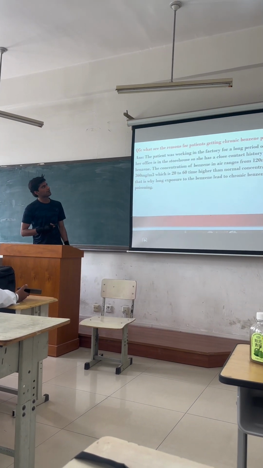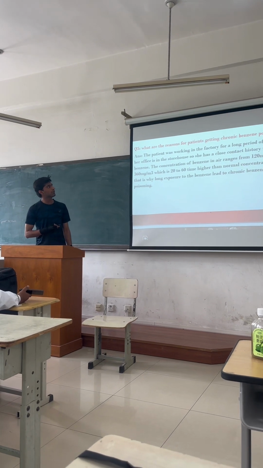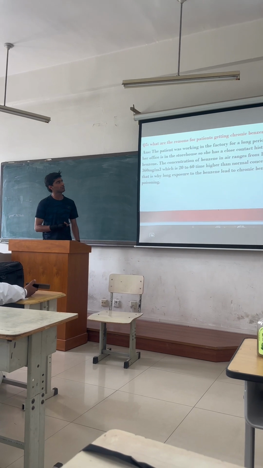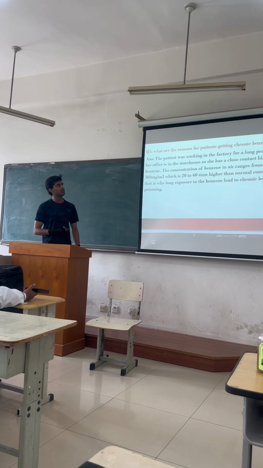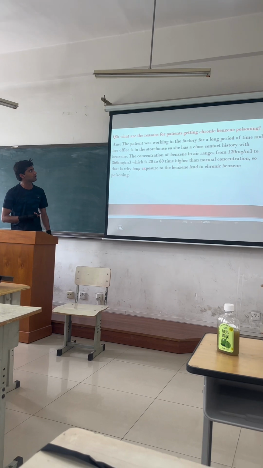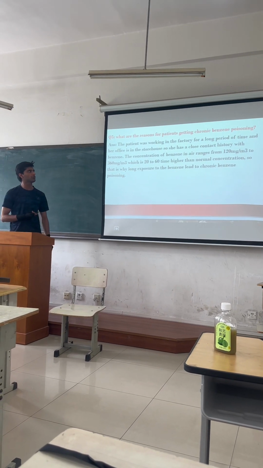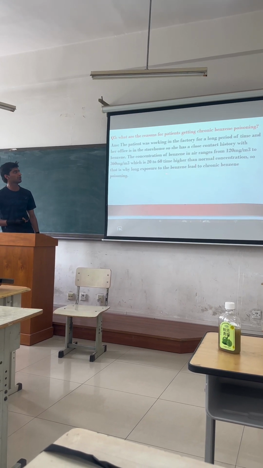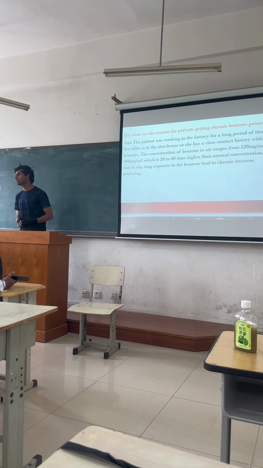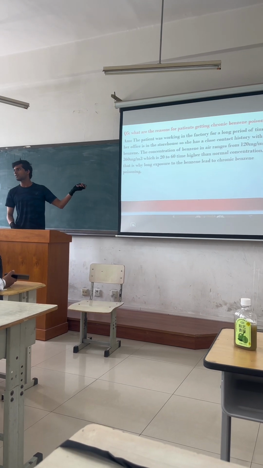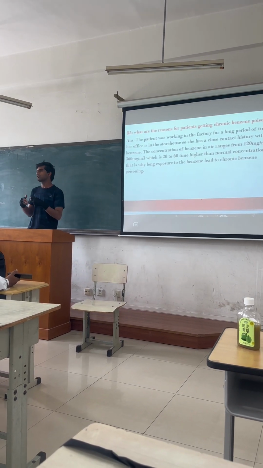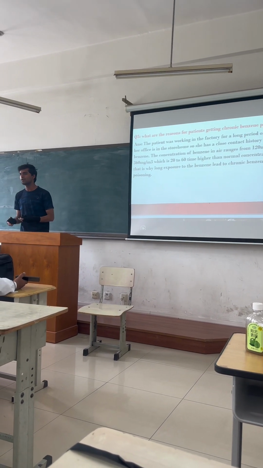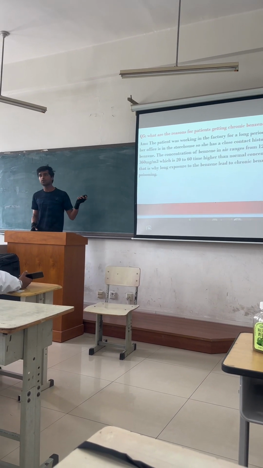What are the reasons for the patient getting chronic benzene poisoning? The patient was working in the factory for a long period of time and her office is in the storehouse, so she has a close contact history with the benzene. The concentration of benzene in air ranges from 120 mg per cubic meter to 360 mg per cubic meter, which is 20 to 60 times higher than the normal concentration. So long exposure to benzene led to chronic benzene poisoning. As mentioned in the case, her contact with benzene is much higher than a normal person's, and that's why she got chronic benzene poisoning.